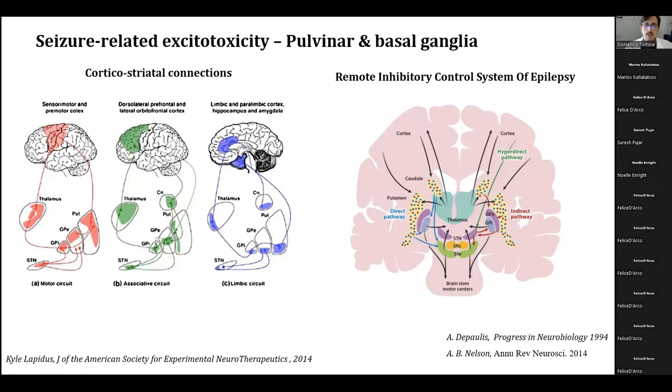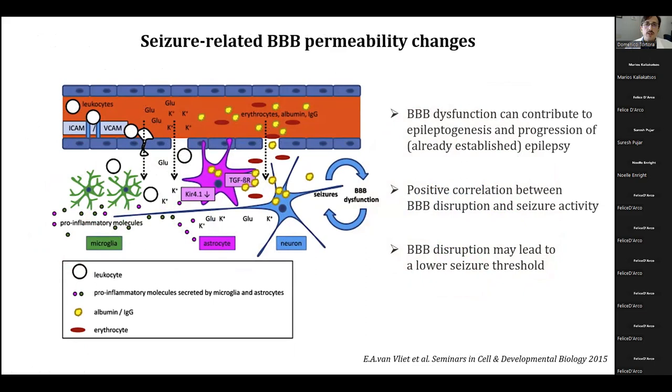Most recently, the role of the blood-brain barrier in epilepsy has been demonstrated. In particular, we now know that dysfunction of the blood-brain barrier can contribute to epileptogenesis, and in a subject with established epilepsy, events that may damage the barrier may worsen the seizures and the epilepsy. We know that there is a correlation between the extent of disruption of the barrier and the seizure activity.